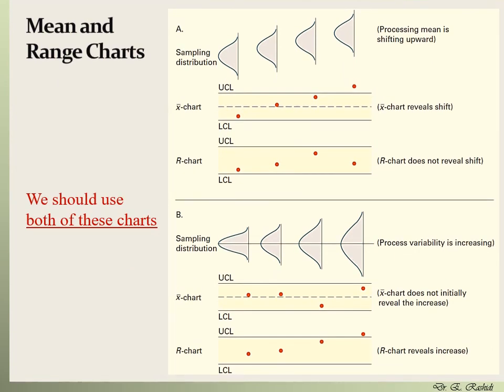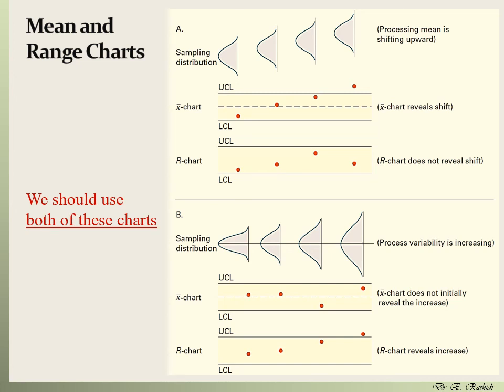Now you may be wondering which one you should use. Should you use the X bar chart for quality control, or should you use the R chart for quality control for variables? Well, actually, you should use both of them because there can be scenarios where one cannot identify an out of control variation. So let's see this example.